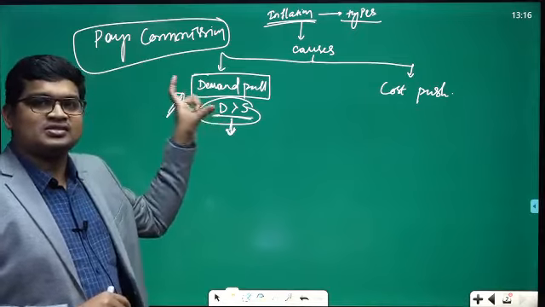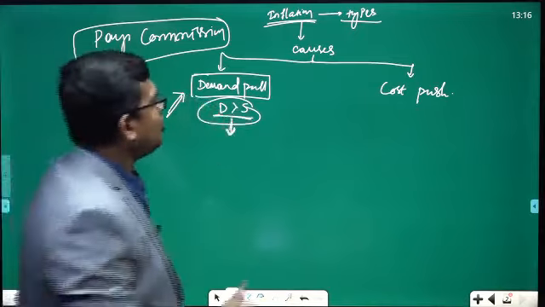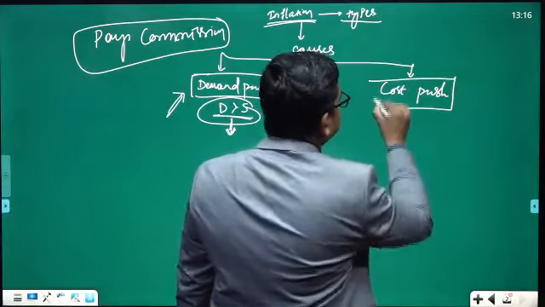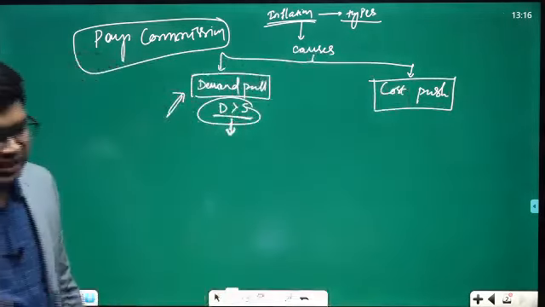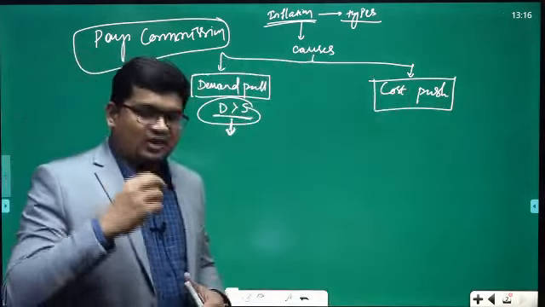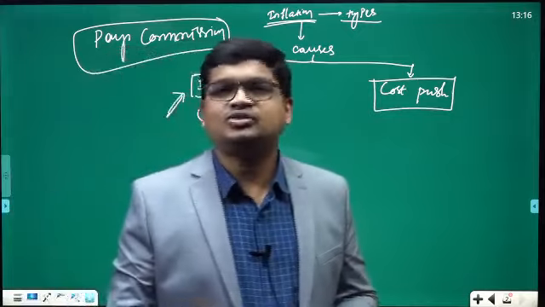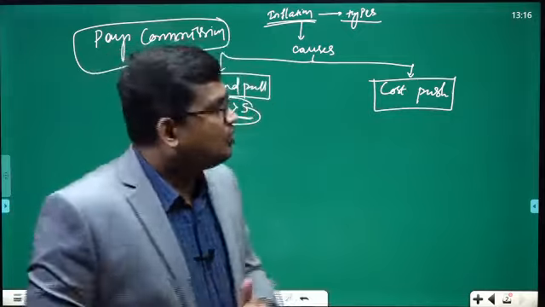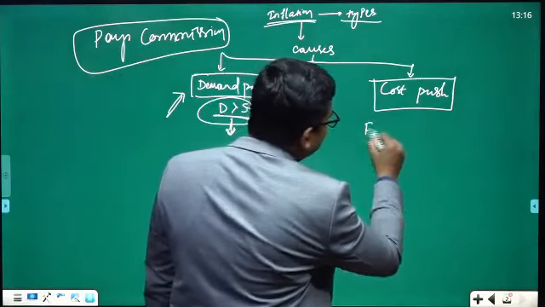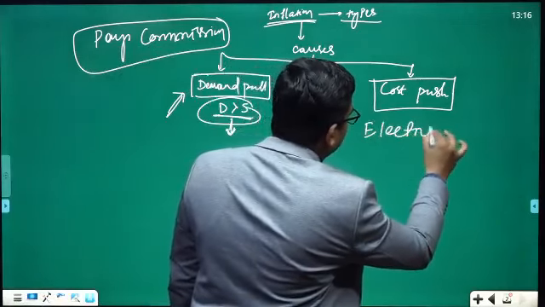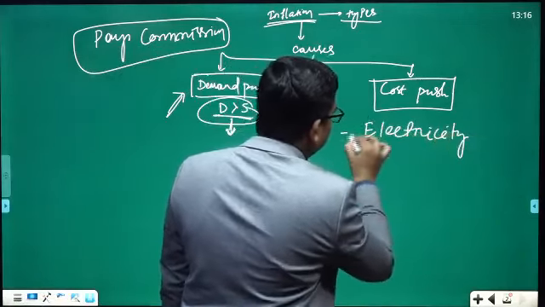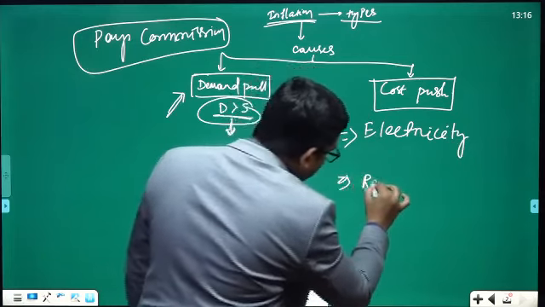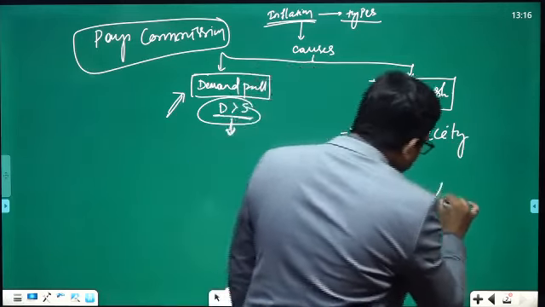This is the first such type. Second is cost push inflation. I am giving you one example. Suppose an industry producing, let's say, steel. The price of electricity increased. This is one. Suppose the price of raw material also increased.